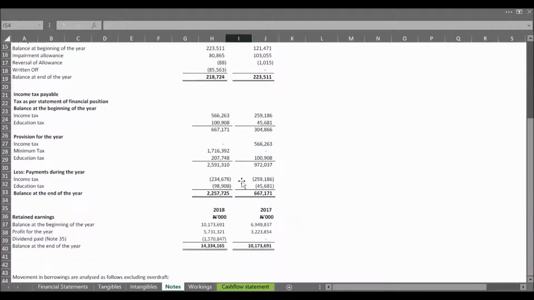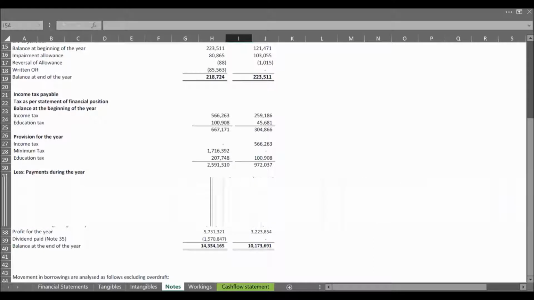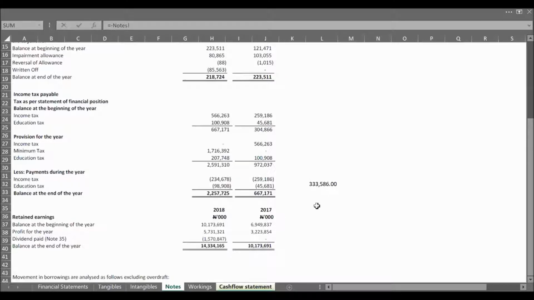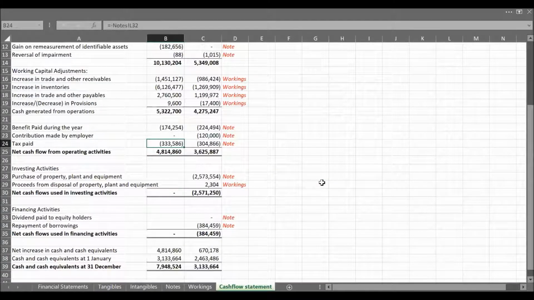So there's an income tax of 234,678 and 98,908. The summation of the two is the total tax that was paid during the year. So I can say equals to 234,678 plus 98,908. So this is our tax paid during the year. I can adjust it as a negative, which is a cash outflow because of the cash payment. All right, so in all, this is our net cash flow from operating activities.